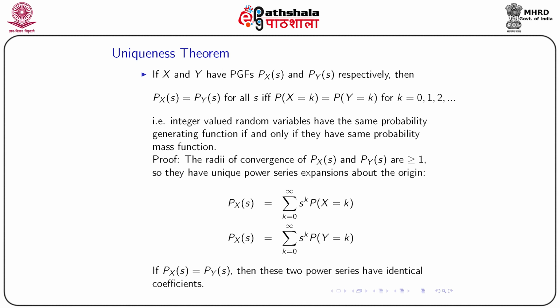Now if we have the condition that P_X(s) is equal to P_Y(s), then these two power series have identical coefficients. If they have identical coefficients, that means the probability X is equal to k is the same as the probability Y is equal to k. So this is what we mean by the uniqueness theorem.